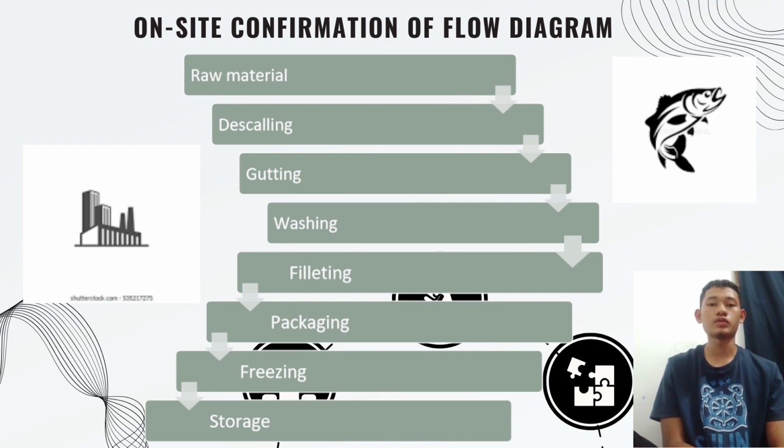Freezing can slow down the growth of bacteria and ensure that the fish is always fresh and can be used for a long time. Fillet fish is stored in a suitable place to ensure its quality is maintained.